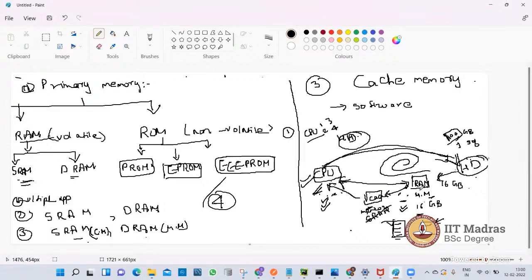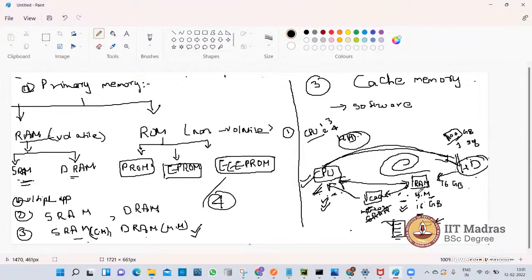So here we are using DRAM, right? DRAM is used as the main memory, as I had told in point number 3. But then why does SRAM come under primary memory? It should come under the cache memory, SRAM.